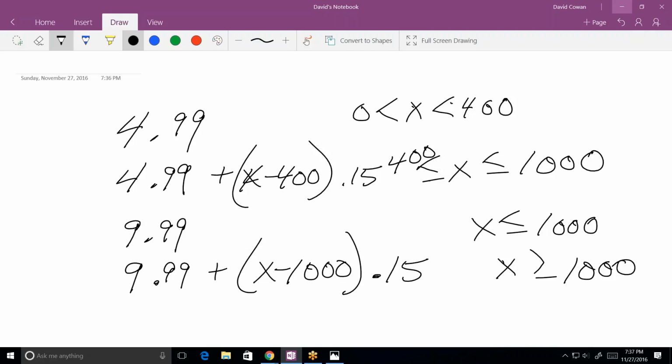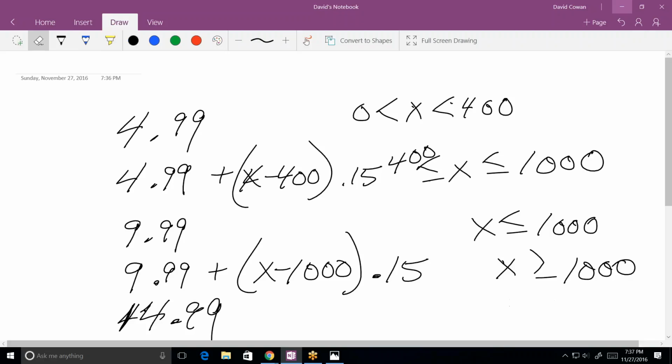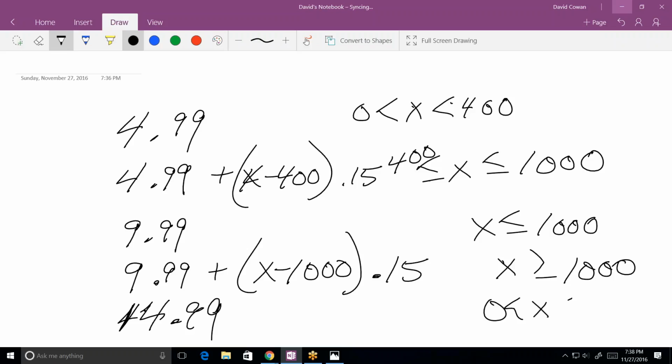That's how we're going to do this. We're just going to break it up into multiple piecewise functions. And this is correct. And then it's $14.99 for x greater than 0. If that's the plan we've chosen, then it doesn't matter how many texts we send.